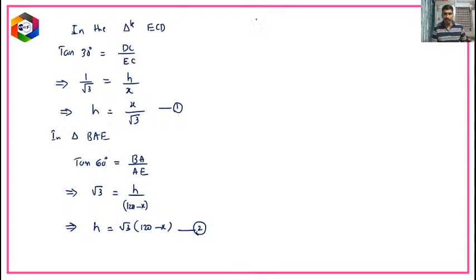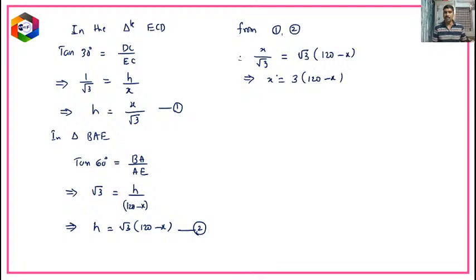Both are equal. So from equations 1 and 2, what will you do? This is the value of h and this is also the value of h, so we can make these two equal. So x by root 3 will be equal to root 3 into 120 minus x. Now cross multiply, transposing the root 3. So x is equal to root 3 into root 3, which is 3, into 120 minus x. Once again, children, by 3 I am transposing to this side. Root 3 into root 3 becomes 3. Now multiply 3 into 120 is 360 minus 3 into x is 3x.